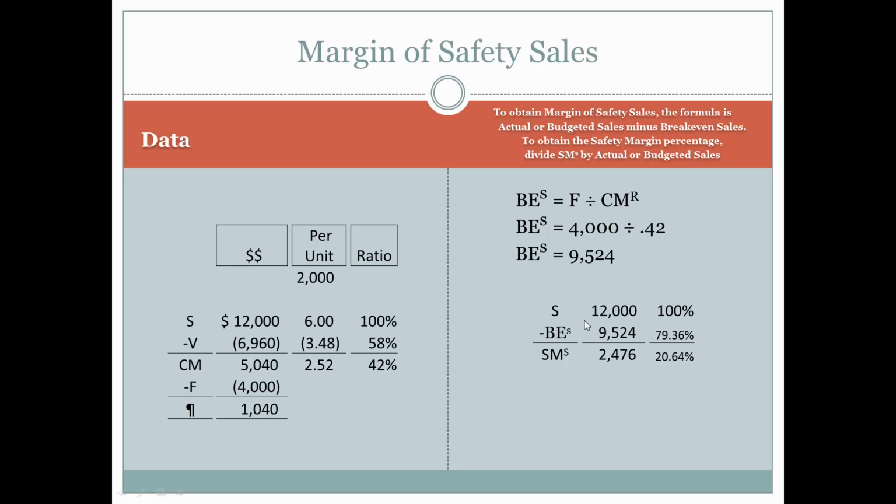We calculated earlier our break-even sales of $9,524, and taking that as a percentage of sales means our break-even sales were 79.36% of total sales. Now, safety margin sales will be sales minus the break-even sales. We can take the break-even sales and deduct it from 100% and come up with 20.64%, or we could take $2,476 and divide it by 12,000 in order to come up with the safety margin percentage.